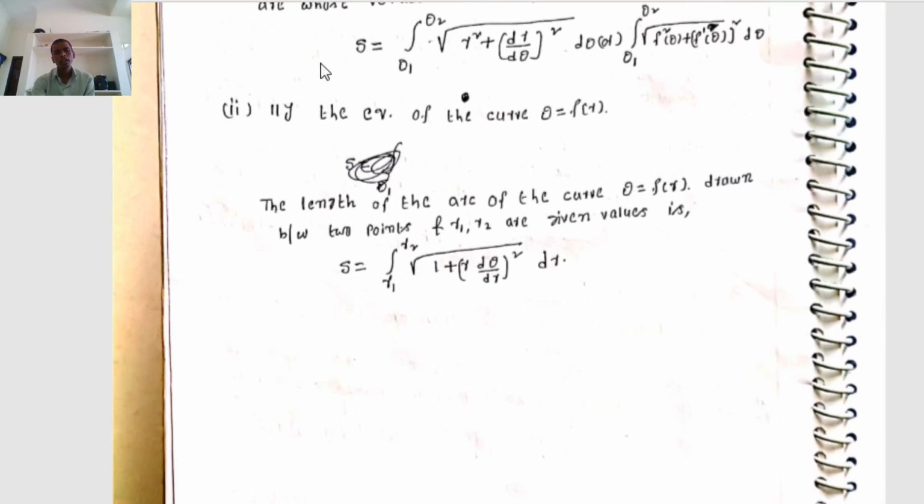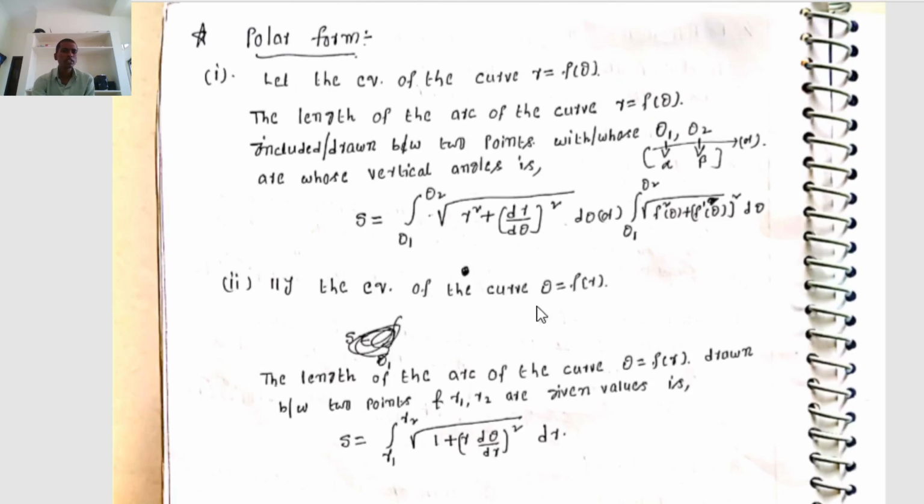Next one, in polar form, the equation of the curve is in the form of theta equal to f of r. Therefore, the length of the arc of the curve theta equal to f of r drawn between 2 points with r limits r1 comma r2 is given by s equal to integration r1 to r2 square root of 1 plus (r d theta by dr) square into dr.